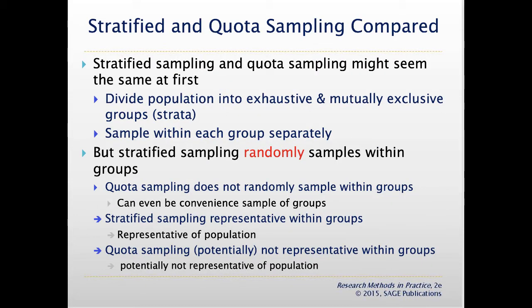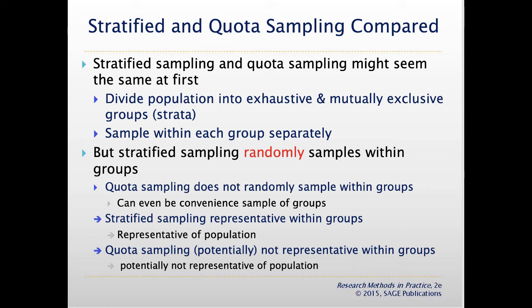Now, maybe you thought that stratified sampling sounded an awful lot like the quota sampling we talked about with non-probability sampling methods, because they do kind of seem alike at first. You take your population, you divide it into exhaustive and mutually exclusive groups, strata, so everyone is in one group, but only one group. And then you sample separately within each group. And in fact, stratified sampling and quota sampling are identical in those ways, but then they differ.